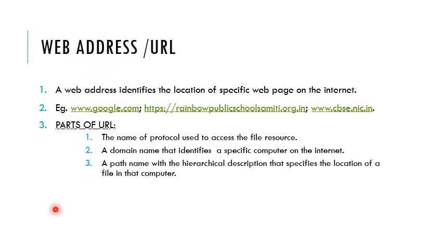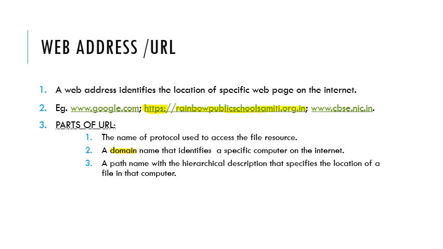As we saw in the previous case, the website address generally has three parts. The first part is the name of the protocol used to access the file resource. In this case, it was HTTPS, which stands for Hypertext Transfer Protocol, and a secured version of it. Then comes the domain name. The domain name is essentially the name of the website, as we shall see in the next slide.